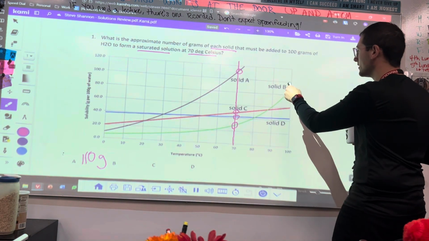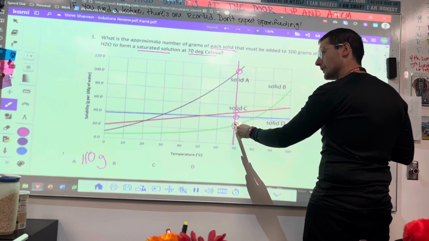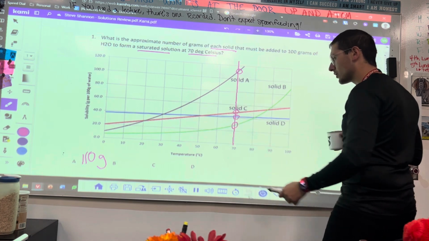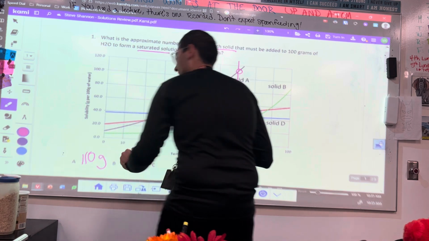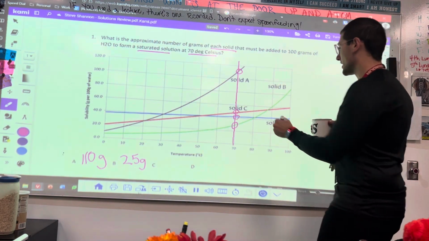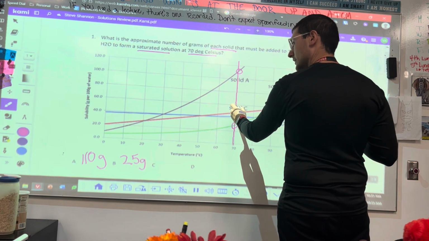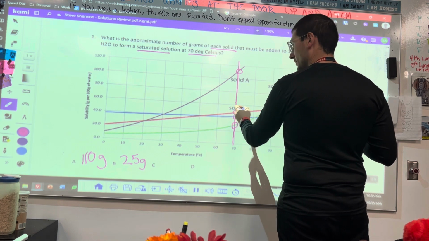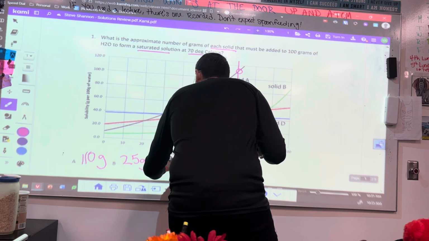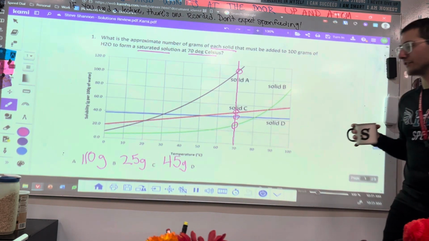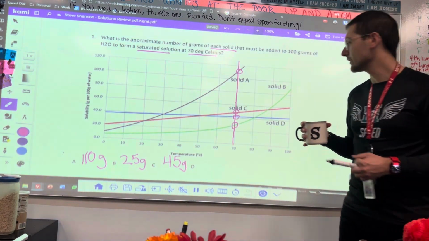At solid B, we have to follow this green line down here. Here's 70 degrees Celsius. This point is just above 20, not quite to 30. I'll call it 25 grams of solid B. Solid C, I come right here, 70 degrees. This is about in between 40 and 60. You can call it 50, you can call it 45. On the test, it's going to be kind of a drop down and select. So these are far enough apart that you'll be able to estimate it with ease.